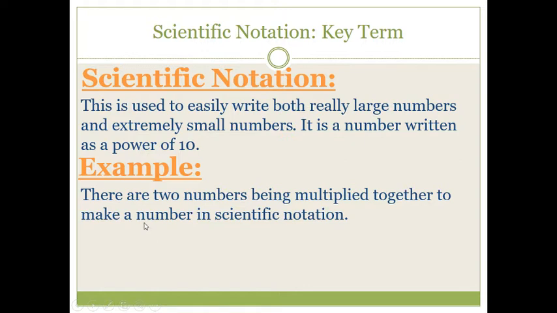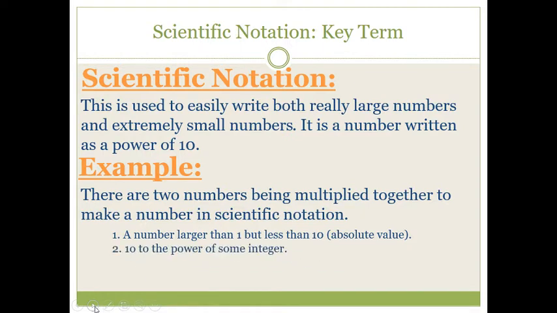All right, so when we write something in scientific notation, we have two numbers being multiplied together to make up the entire number in scientific notation. Right? The first number is a number between 1 and 10 absolute value wise. So we have a number in front between 1 and 10 absolute value wise being multiplied by a power of 10. So it's 10 raised to some power, which is an integer. So there's always two parts to it.